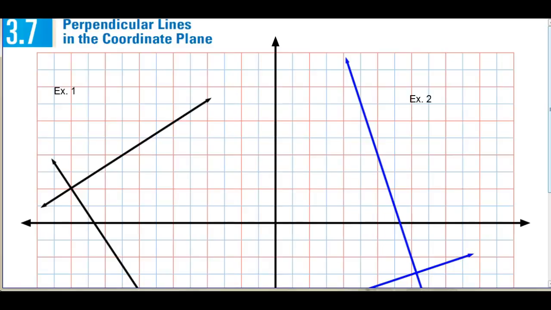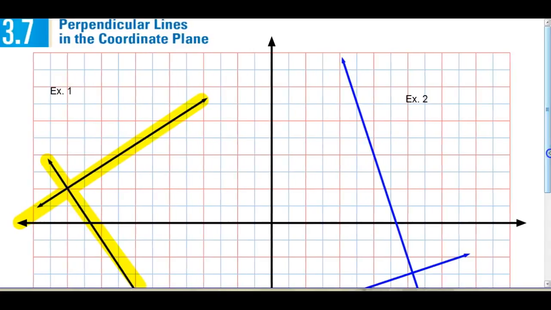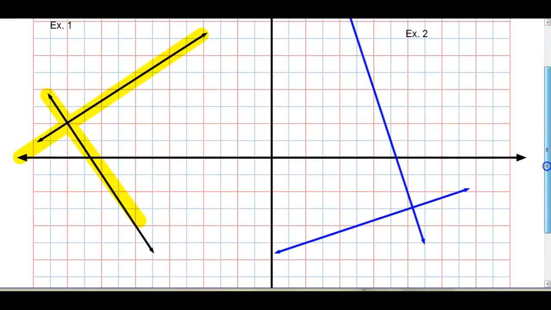The biggest difference is that perpendicular lines do not have the same slope, but there is a relationship between their slopes. If I take this first set of lines here, we can find the slope of each of those lines.